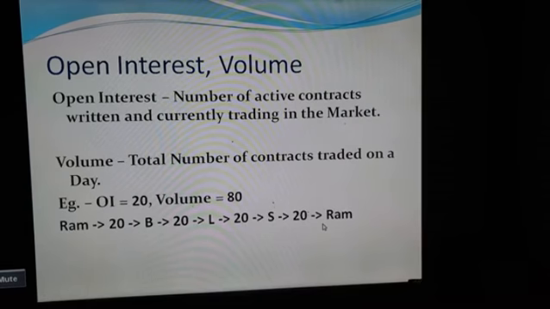A very important point here: volume is more important for any option. Volume defines the liquidity of that option. When you try to buy or sell the option, if you have good volume, you can purchase it quickly, and when you want to sell, it will also get sold very quickly, if the volume is good on that option.